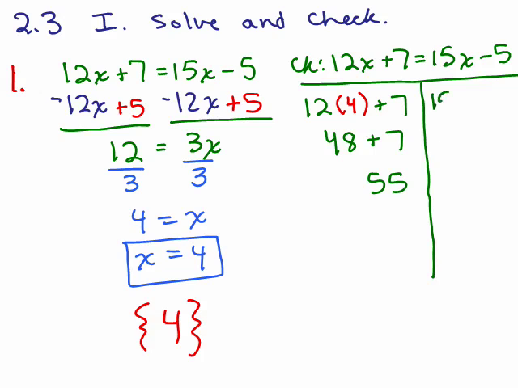And on the other side, we're also going to plug in 4 for x. So that's 60 minus 5, which is 55, and yes, got the same number on both sides. So when I replaced it with 4, we got a true equation. So that's the correct answer for number 1.